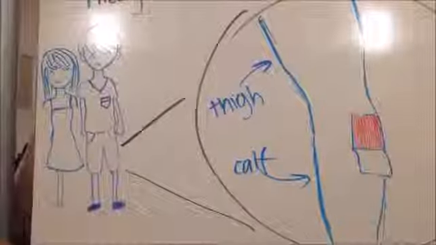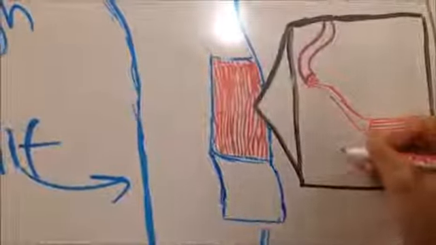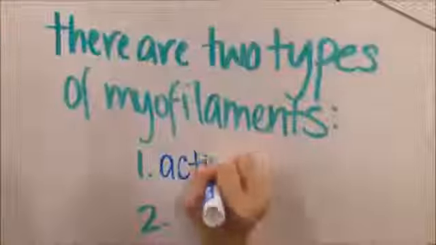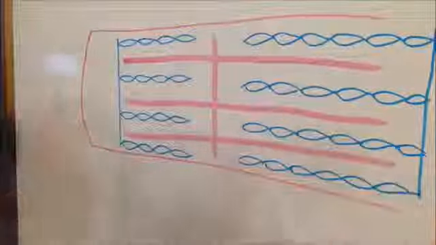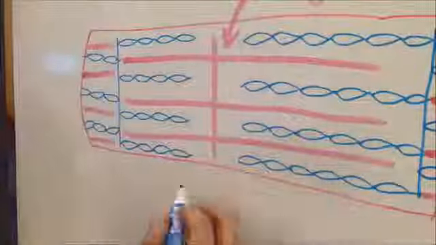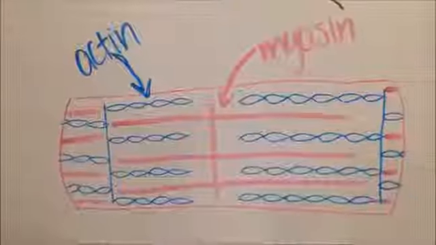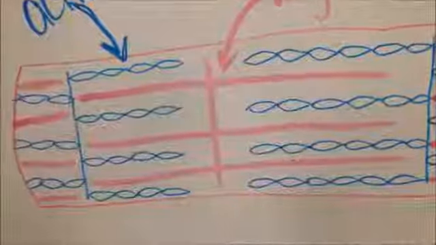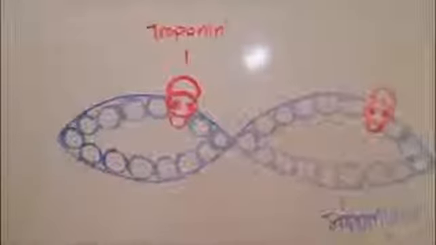The muscles are made up of muscle fibers. Within the muscle fibers are myofibrils, and within the myofibrils are myofilaments. The two types of myofilaments are actin and myosin. The actin strands have two proteins, tropomyosin and troponin.